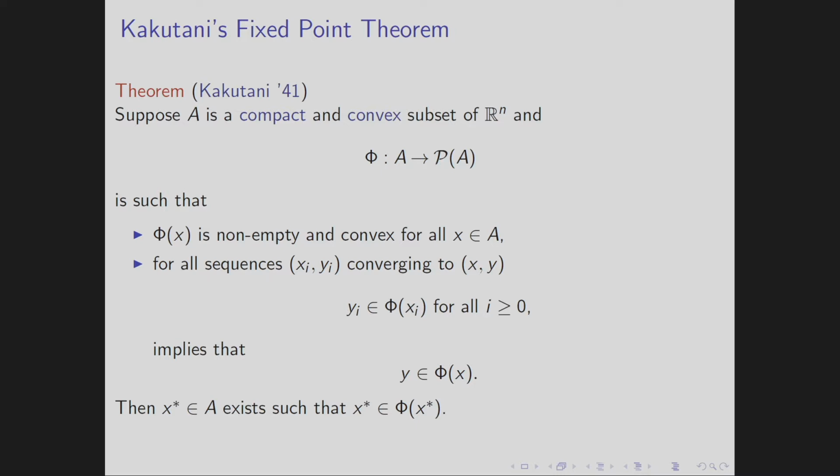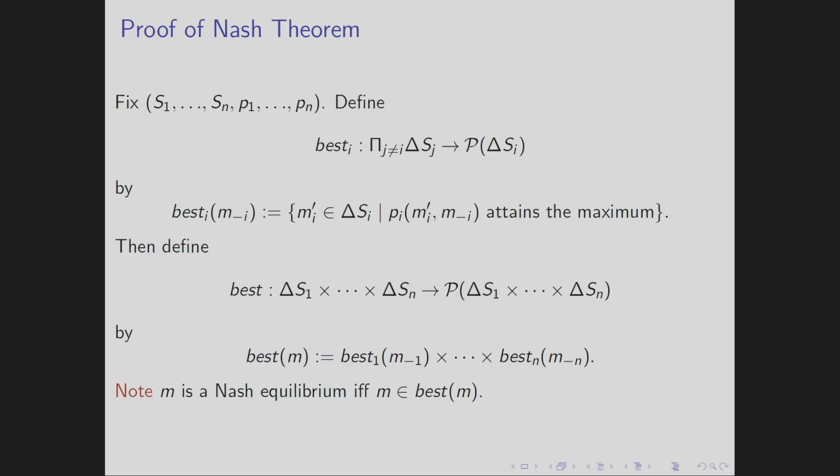And Nash used this result by finding a function phi which is associated with every game. And this function phi is constructed in this slide. It is the function best. So this function is constructed in 2 steps.